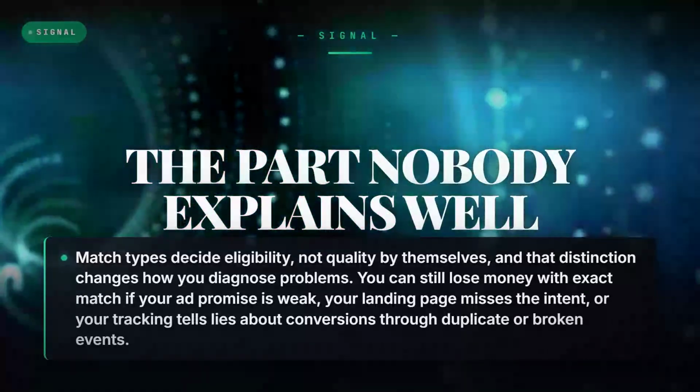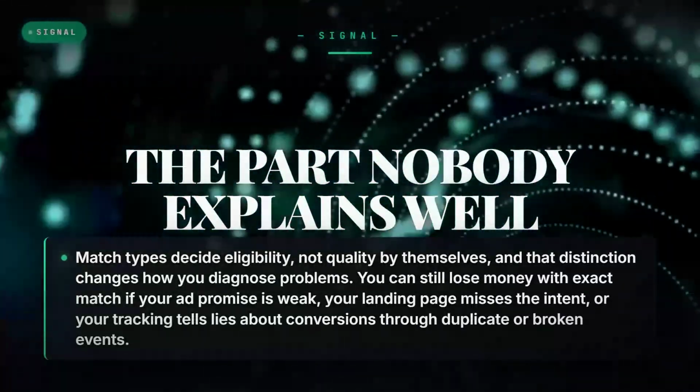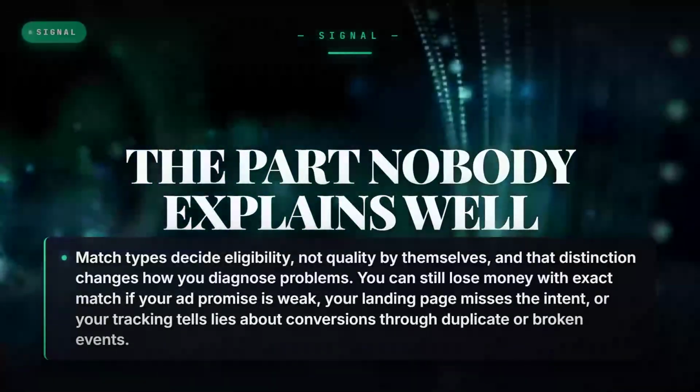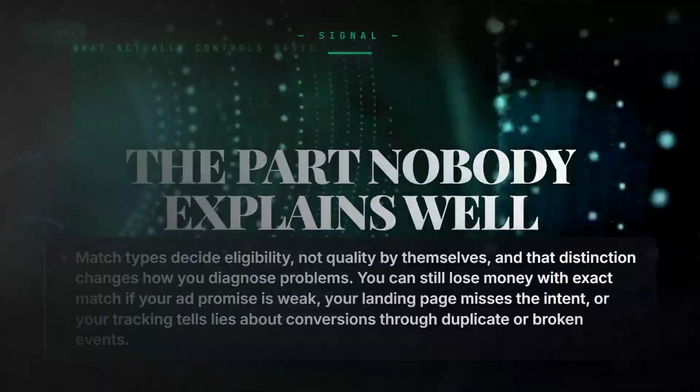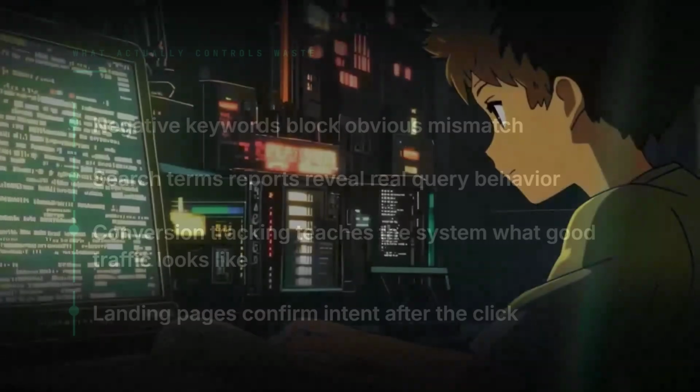You can still lose money with Exact Match if your ad promise is weak, your landing page misses the intent, or your tracking tells lies about conversions through duplicate or broken events. Most waste comes from a system problem, not one checkbox or one dramatic setting. Match types matter, but they work with other levers that either sharpen or blur your targeting. That is why two advertisers can use the same match type and get completely different outcomes.